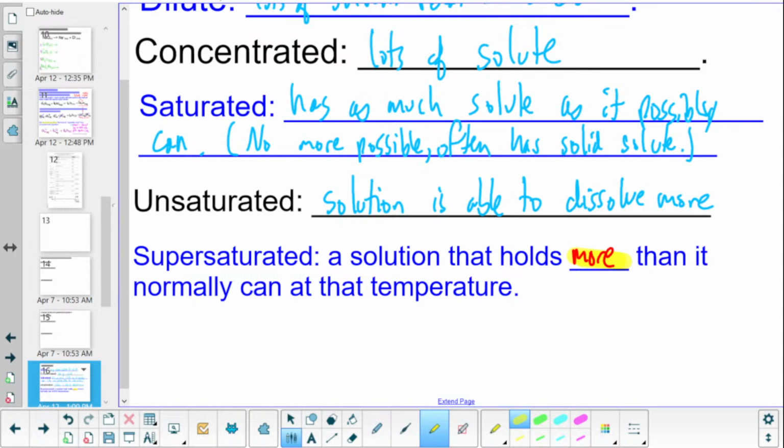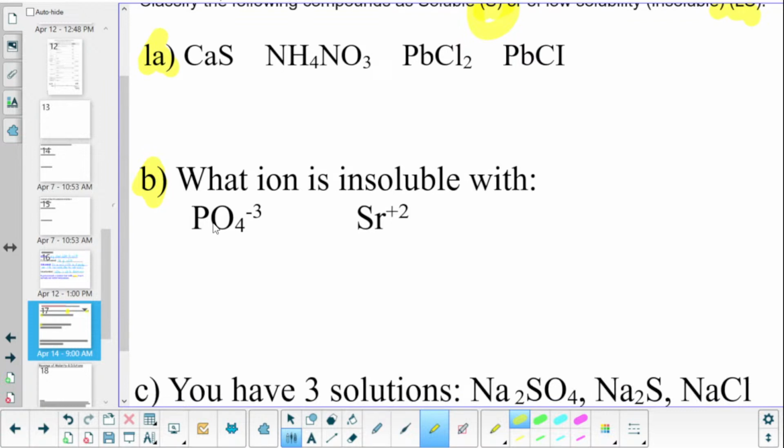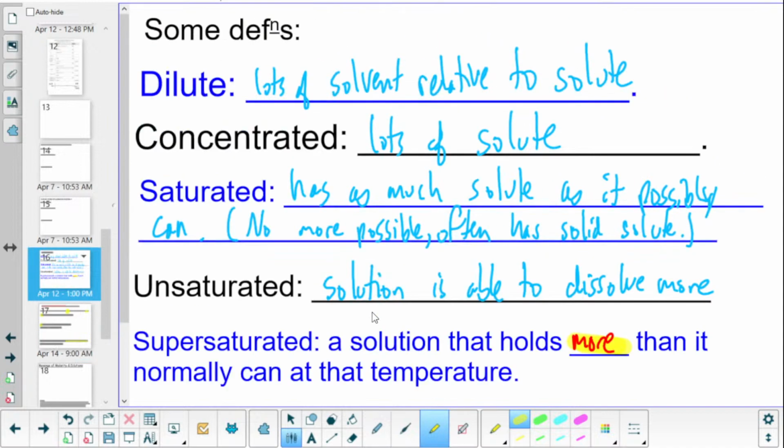So, practice. Using your solubility table, designate these as either soluble or low solubility. That's that one. B, pick an ion that is insoluble with those and come up with a method to separate those solutions or identify them. Once you've done the definitions, you can turn to the next page and just start solving those problems.